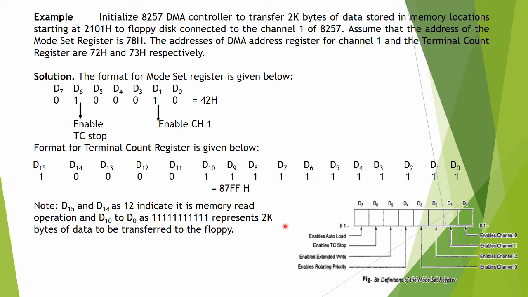So we will be loading 87FF into the terminal count register in order to transfer 2K bytes of stored data in memory locations. Here the format for the mode set register is already shown. We want to enable channel 1 and we want to enable the terminal count stop. That is why it is 42H.